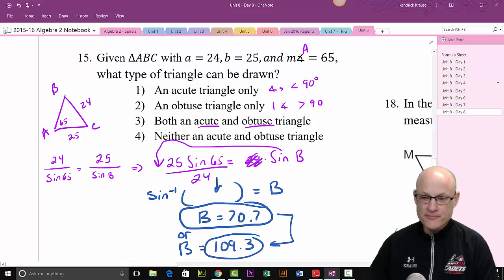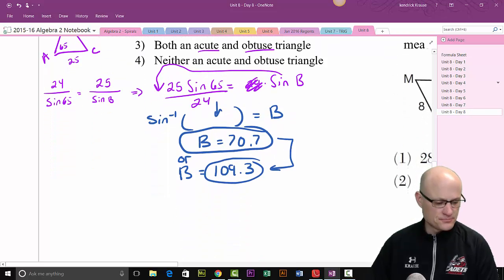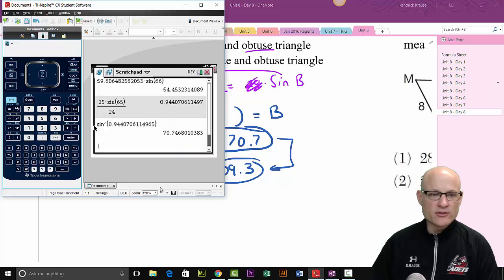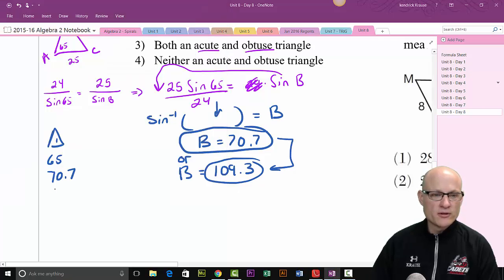So now I say, okay, all right, so my triangle 1 would be 65, 70.7. So let's just do this, 180 minus 65 minus 70.7, I would have 44.3. So this would be an acute triangle. So yes, we already got an acute. So I know it's not neither.